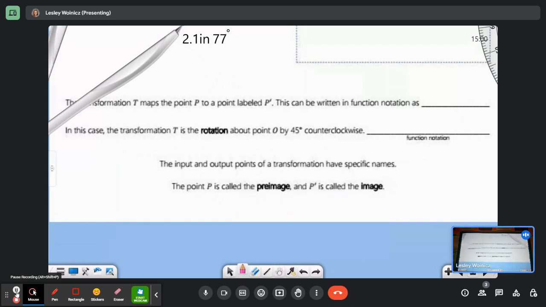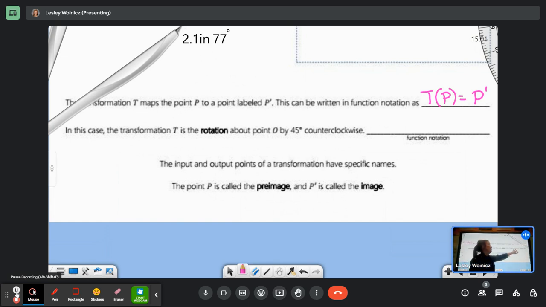All right, that's fair. Transformation T maps the point P onto a point labeled P prime. This can be written in function notation as: if we transform point P, we get P prime. Doesn't it kind of look like f of x equals yada, yada, yada from algebra? This is just our generic description that we're performing a transformation on a point and we're getting an image.